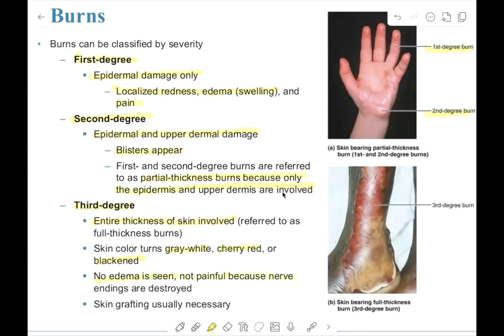It's not painful initially, but once those nerve endings grow back, then it's awful, awful pain that needs treatment with morphine. So skin grafting is usually necessary, where they take healthy skin from another part of the body or from a donor, and they graft it onto the burnt patient. So those are the first and second degree burns and the third degree burn.